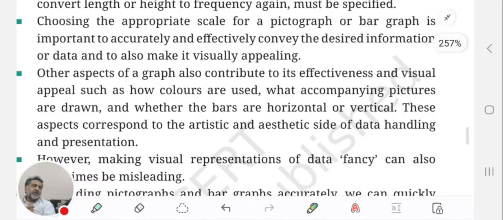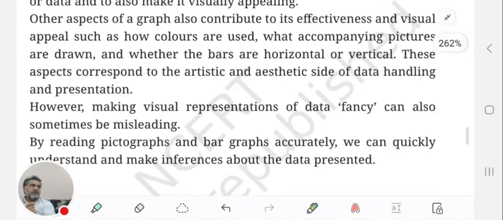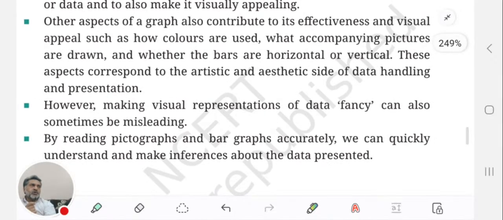Choosing an appropriate scale for a pictograph or bar graph is important to accurately and effectively convey the desired information or data and to also make it visually appealing. Other aspects of a graph also contribute to its effectiveness and visual appeal, such as how color is used, what accompanying pictures are drawn, and whether the bars are horizontal or vertical.